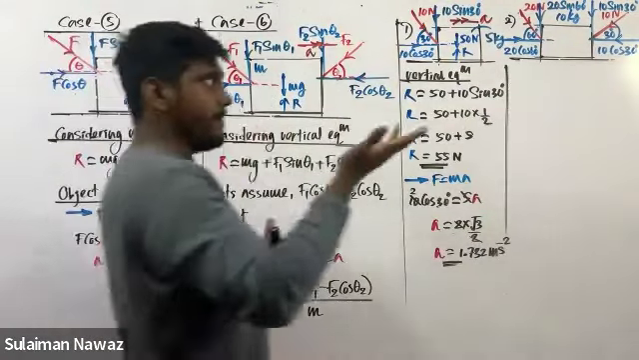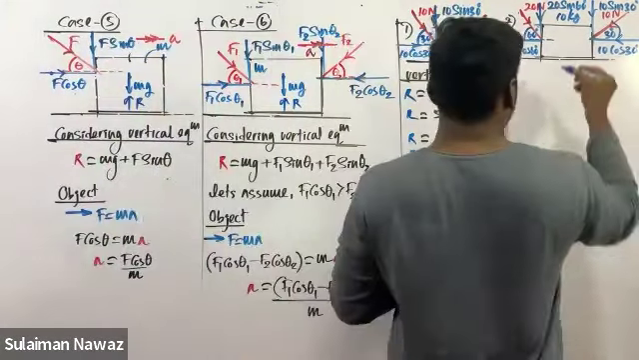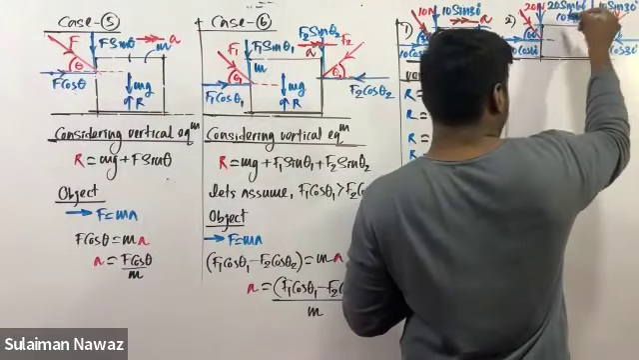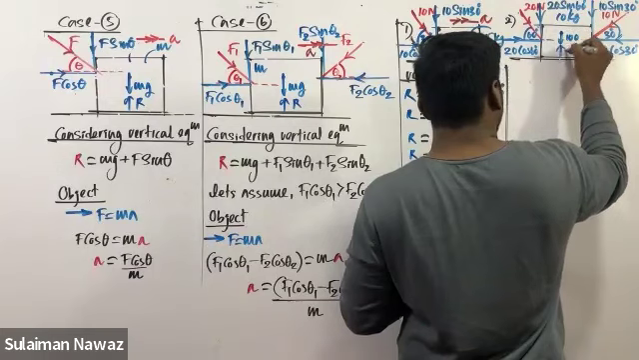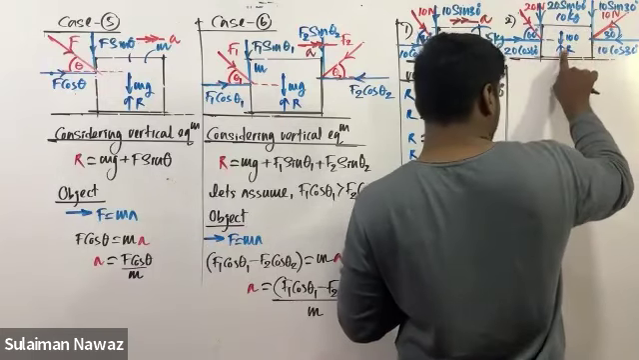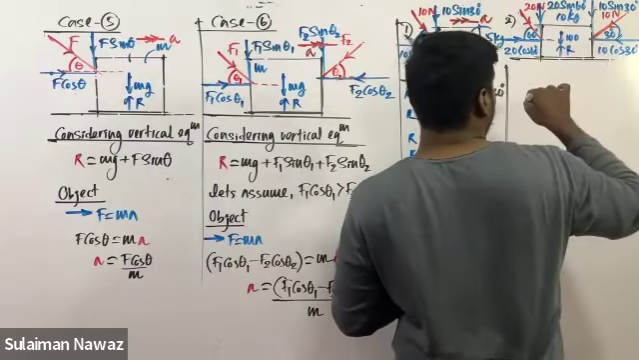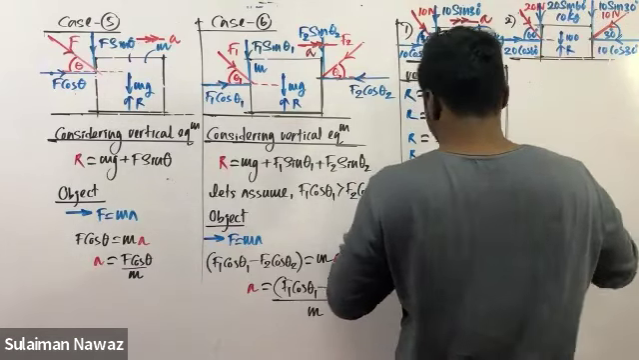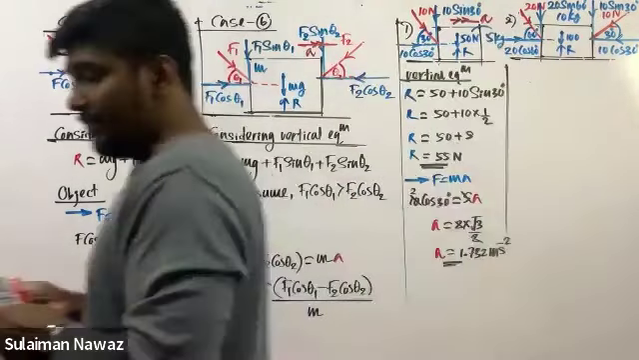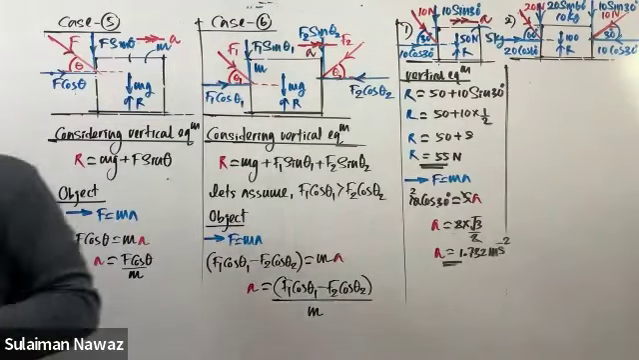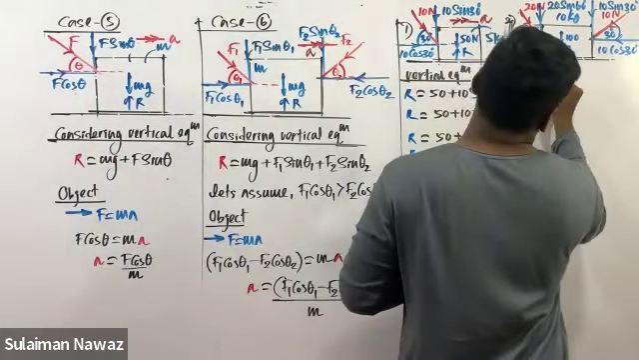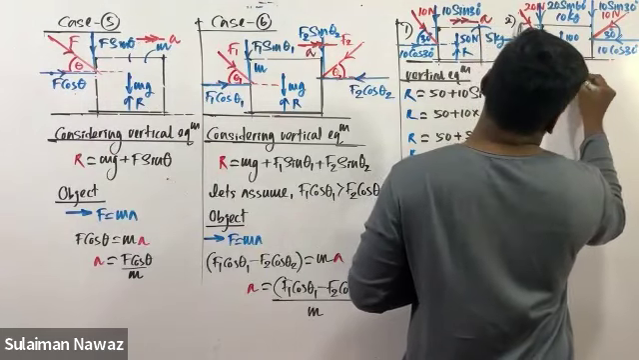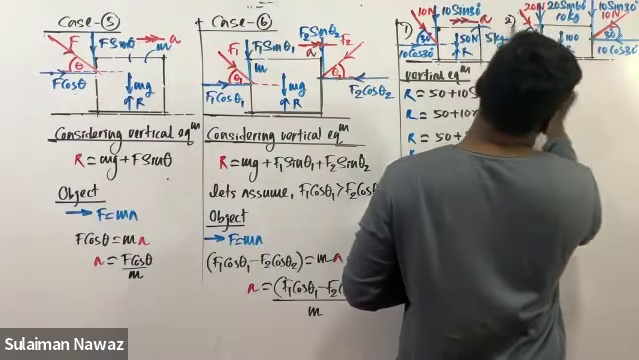Then vertical equilibrium. Mark the forces. Weight mg: mass 10 kilograms, g is 10, so mg is 100 downwards. Normal reaction is R, upwards. Now consider vertical equilibrium, you can write down.